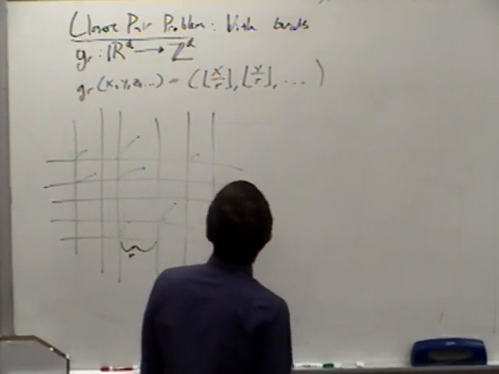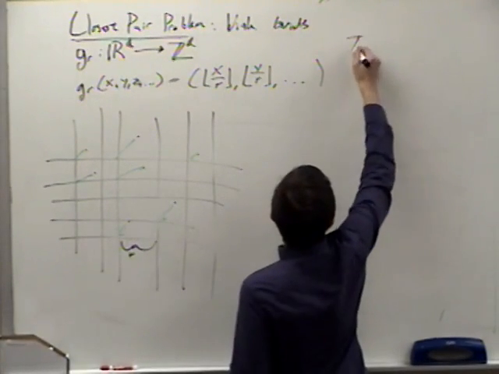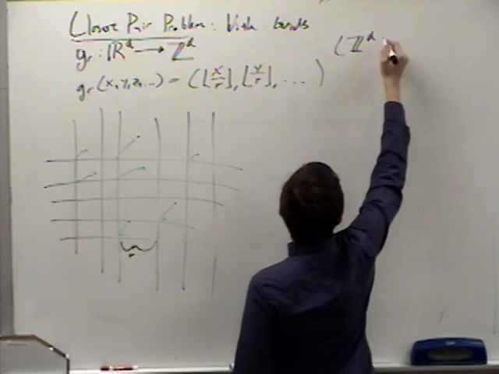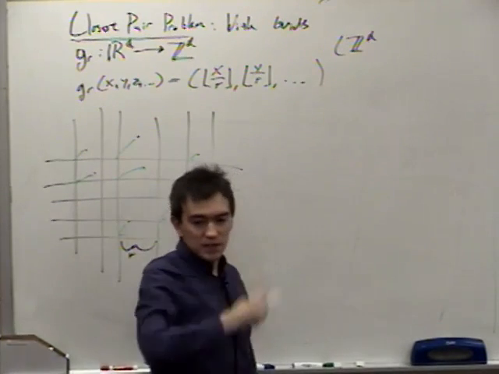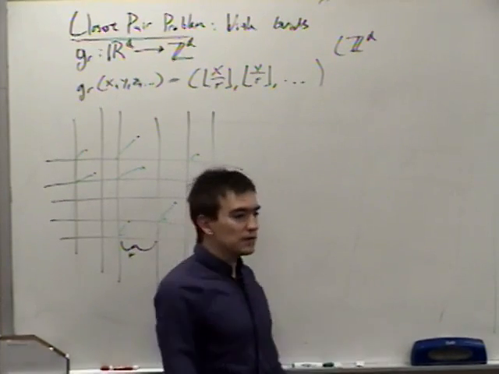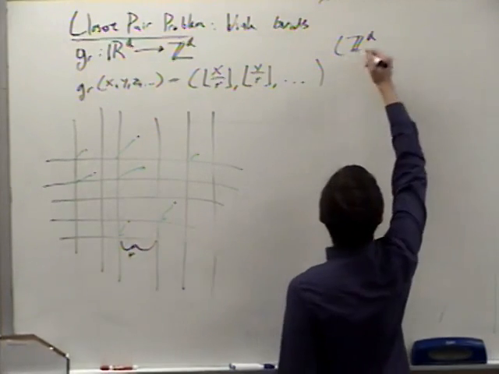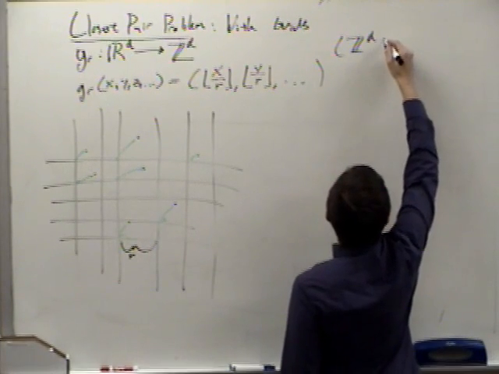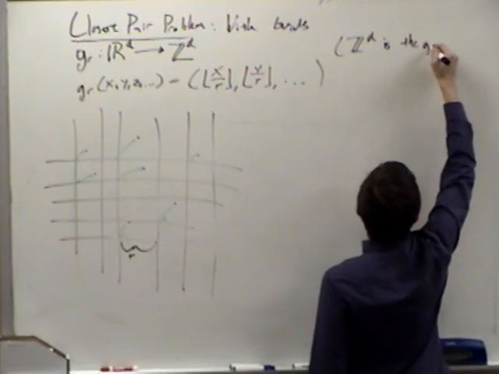So we'll call this space Z^d. This is the integers raised to the dth power. So it's the Cartesian product of the integers d times. This is the grid.